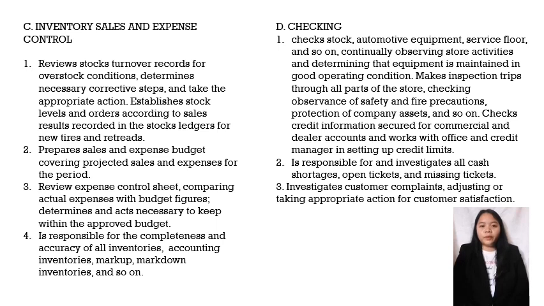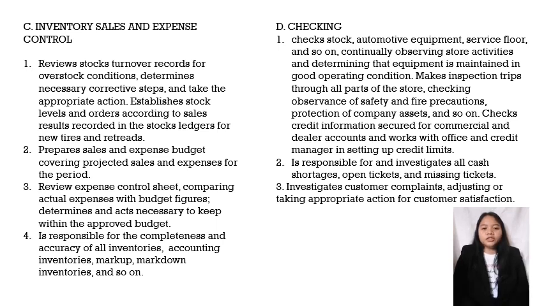Number 2. Prepare sales and expense budget covering projected sales and expenses for the period. Number 3. Review expense control sheet, comparing actual expenses with budget figures. Determine and act as necessary to keep within the approved budget. Number 4. Is responsible for the completeness and accuracy of all inventories, accounting inventories, markup and markdown inventories, and so on.